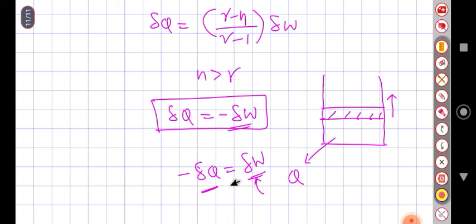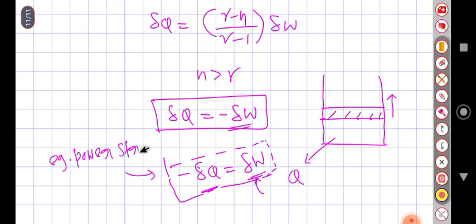Yes, this is possible in the case of the power stroke. The work is obtained, and the heat is also rejected from the system. You understood this? This example is the power stroke of an IC engine. This thing is possible. This is how we can extract the similar terms.